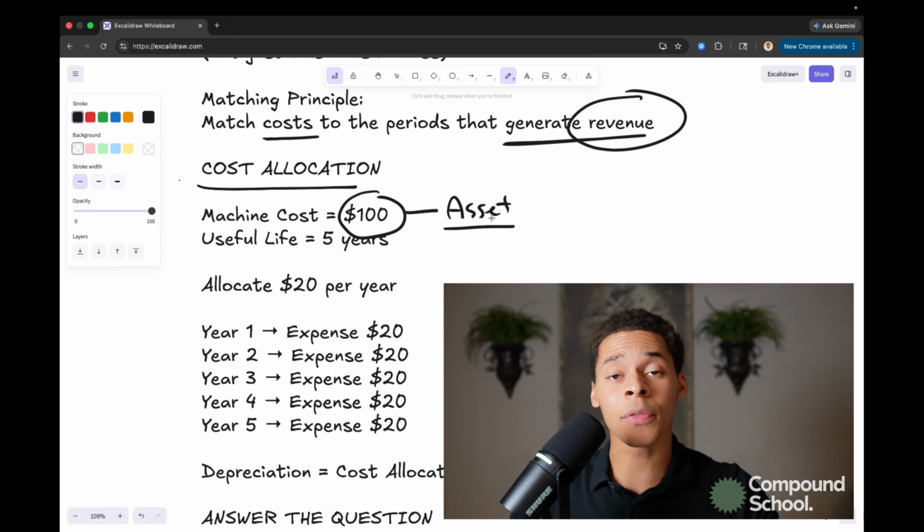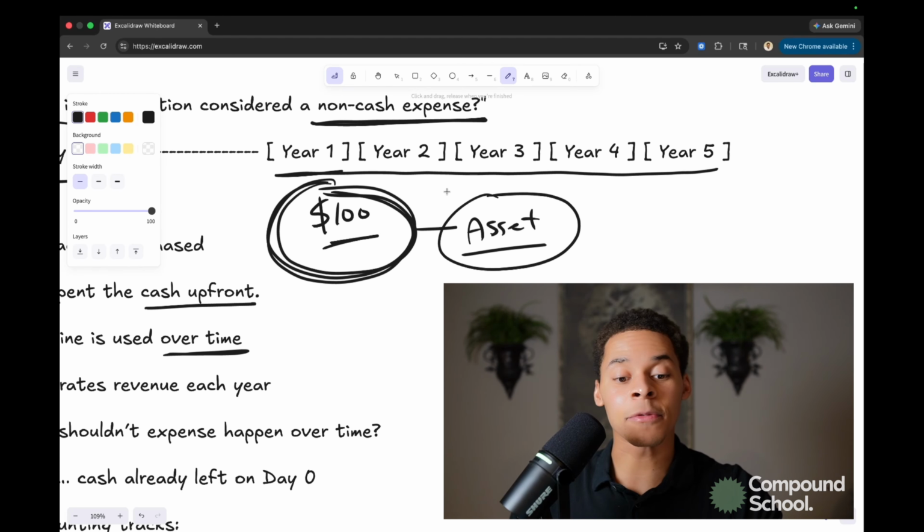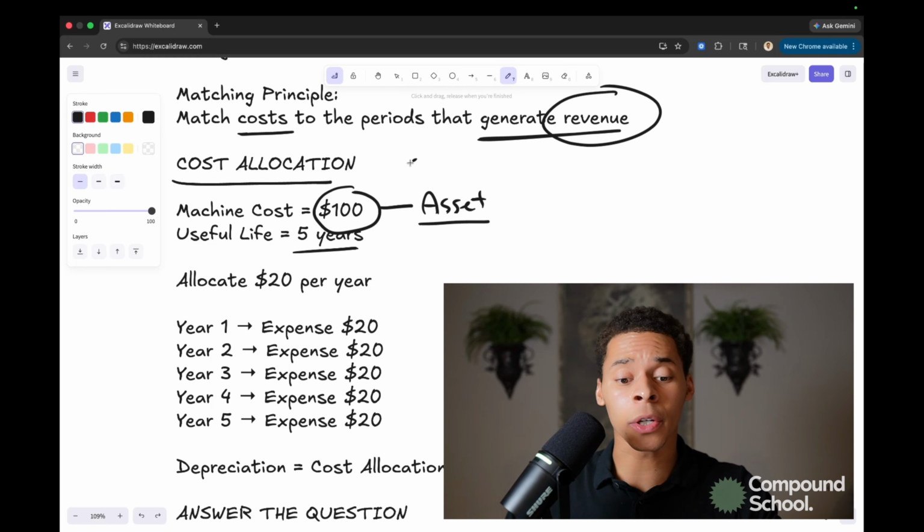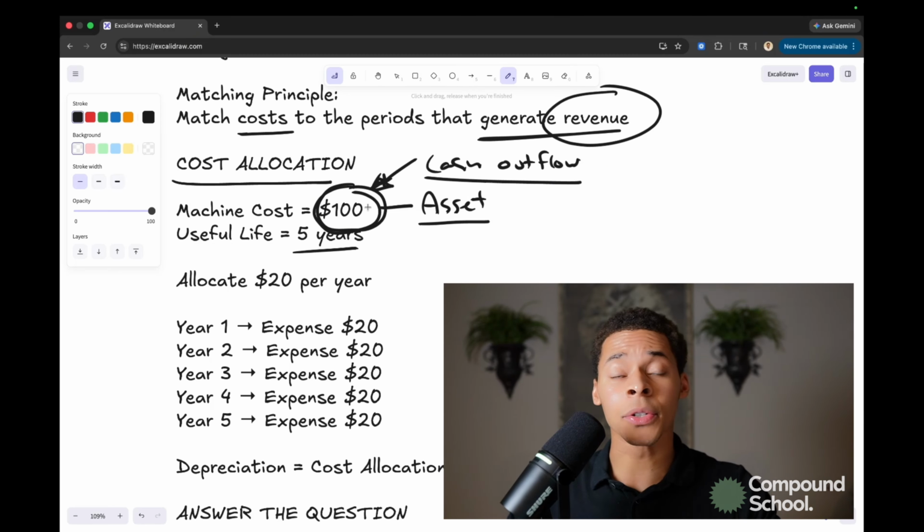Now, the useful life of this asset is going to be 5 years. As we stated up here, we expect to receive benefits from this asset or this machine in periods 1, 2, 3, 4, and 5. Okay, so that's what I mean by useful life. And just to be ultra clear here, this $100 is a cash outflow. Okay, look at my beautiful handwriting here. Cash outflow. So cash left us on day zero in year one, but we didn't recognize an expense. We capitalized it. Okay, now it's time to compute depreciation expense.